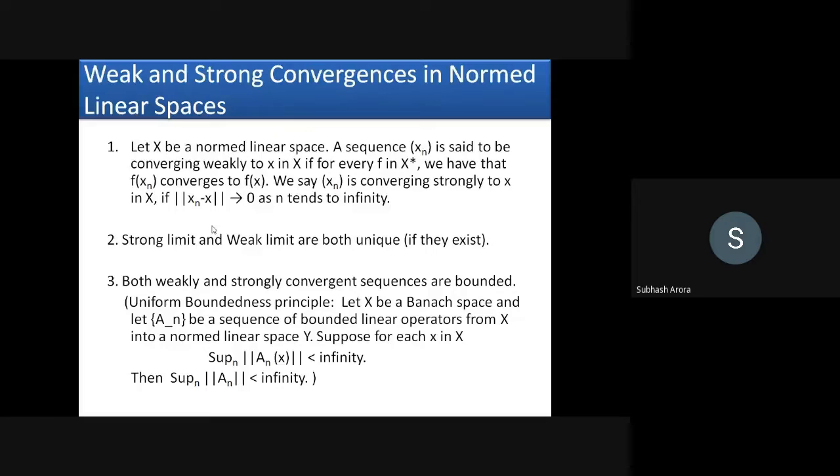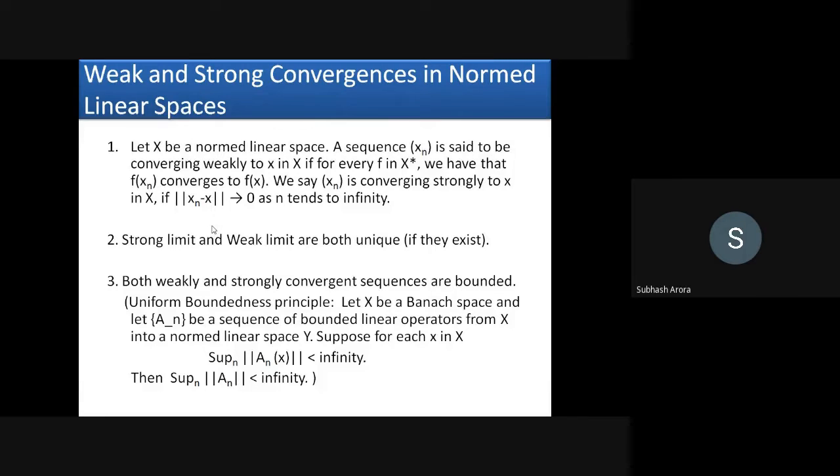A sequence xn converges to x strongly if the norm of xn minus x tends to 0 as n tends to infinity. X is called the strong limit. Strong limit is also unique. And if xn converges to x strongly, then xn converges to x weakly. And if xn converges to x strongly and xn converges to y weakly, then x is equal to y, because if xn converges to x strongly, it will converge to x weakly also, and the weak limit is unique. Strong limit and weak limit are unique.